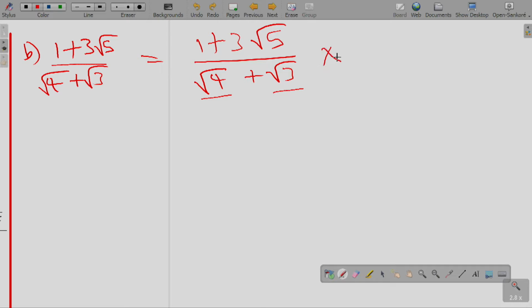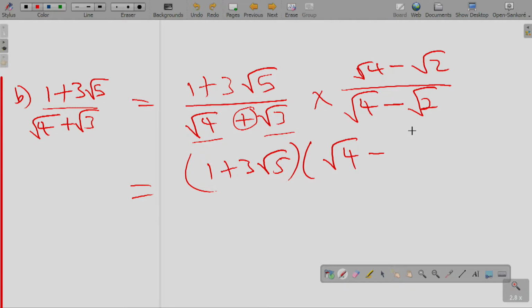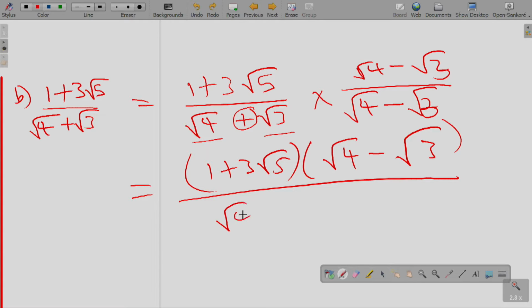So we have to multiply by square root of 4. We have positive here, so here we put negative to use the technique of difference of two squares. And here we have square root of 4 minus square root of 3. So here 1 plus 3 square root of 5 times square root of 4 minus square root of 3 over square root of 4 plus square root of 3 times square root of 4 minus square root of 3.